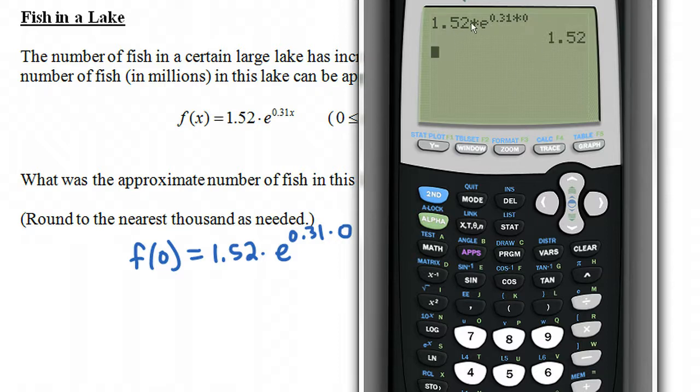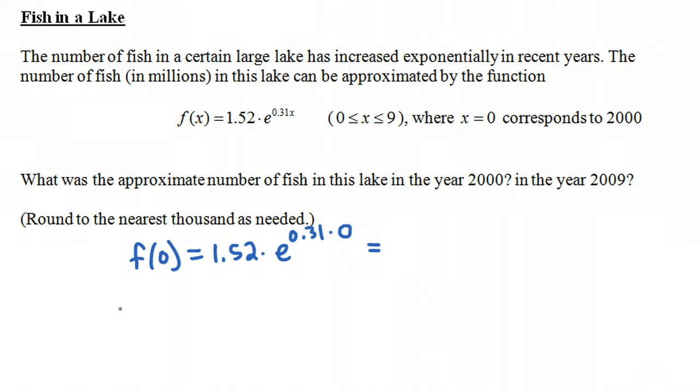Well, that number looks familiar, right? In fact, we could have seen right away this was going to be 1.52. How do we know that? Well, because 0 times anything is just 0. 0 times 0.31 would be 0. And then e to the 0 is going to be 1. Anything to the 0 power is 1. And so we'd have 1 times 1.52, that's 1.52.